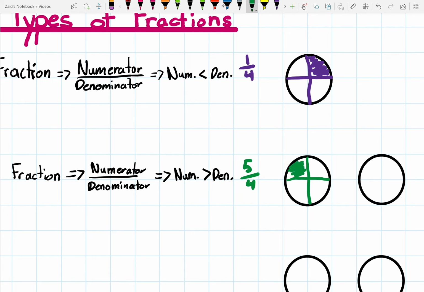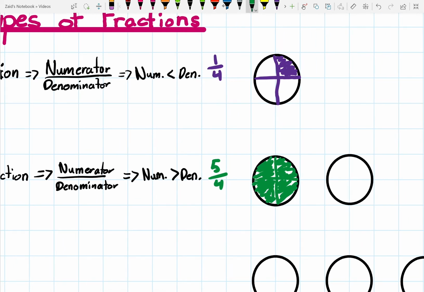So here's 1, here's 2, here's 3, here's 4, but that's not 5. So I have to draw another circle and then draw them into 4 pieces. And since I have 4, to get 5 I need 1 more. So I'll just shade in 1 more.